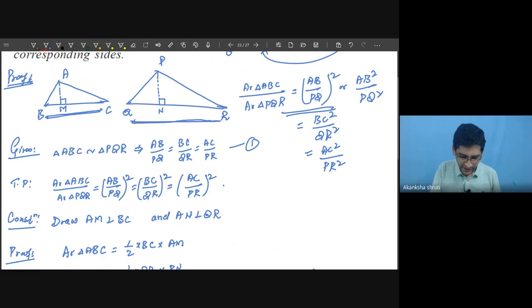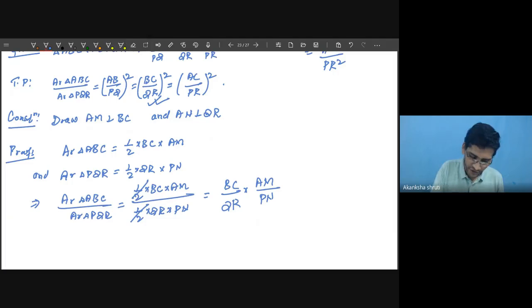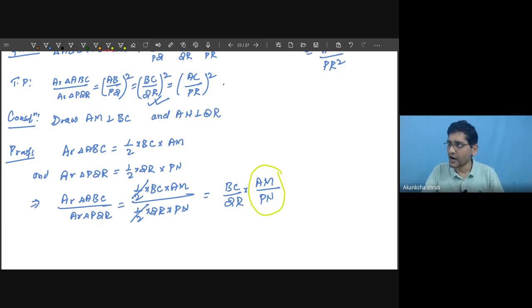And this BC by QR is known to us. Therefore, I have separated this. BC by QR I have written first, then we have written the other. Now our purpose is, if we are able to prove this AM by PN is the same as BC by QR, we can replace AM by PN by BC by QR, and it becomes the square. So simple thing. But how can we get this ratio AM by PN?